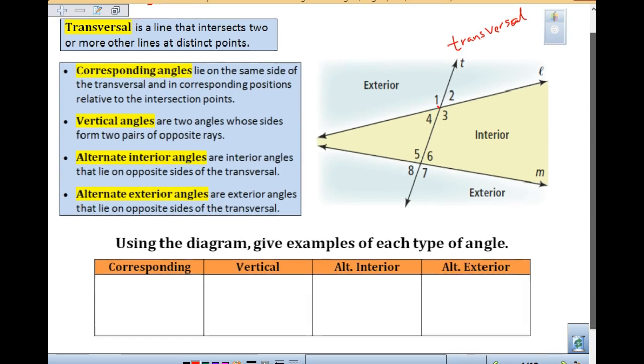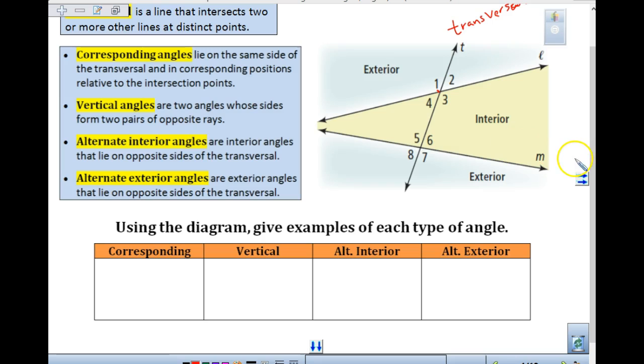Lie on the same side of the transversal and in the corresponding positions relative to the intersection points. So I'm going to go down here to corresponding. And when we have parallel lines, I just want you to write, when lines are parallel, all of these special ones will be congruent. Corresponding will be congruent, vertical will be congruent, alternate interior will be congruent, and alternate exterior will be congruent. In this picture, they do not look congruent, and they are not, because our lines aren't parallel.